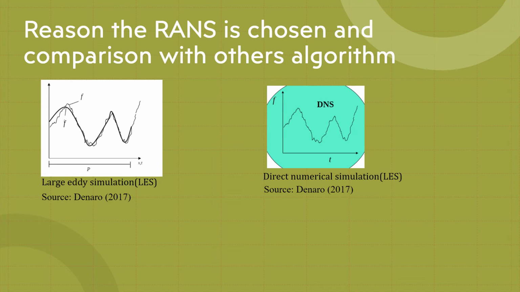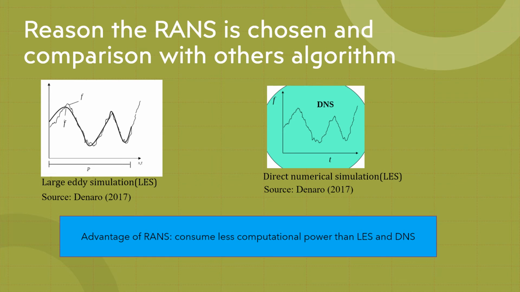And then the next algorithm I'll talk about is Direct Numerical Simulation. The mechanism of this algorithm is as shown in the picture on the right-hand side. We can see that the turbulence variable is not pre-processed before it is used for the simulation. So in conclusion, the advantage of RANS is that it consumes less computational power than LES and DNS because RANS only uses the mean value of the turbulence variable for the simulation.